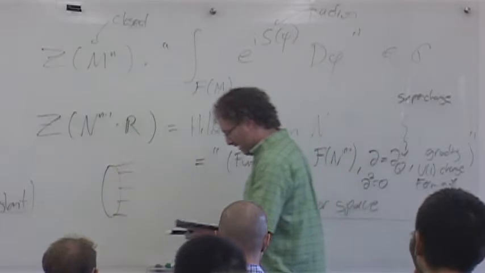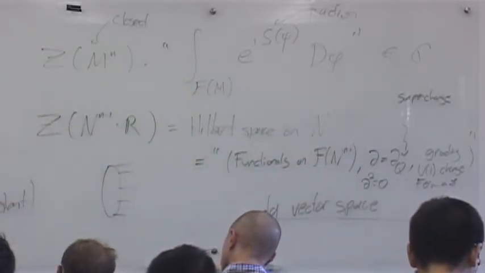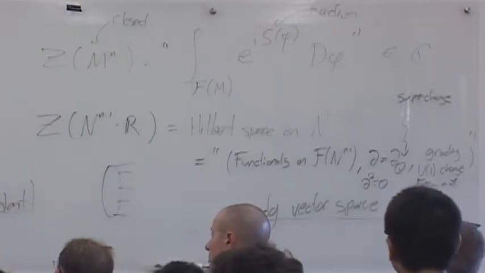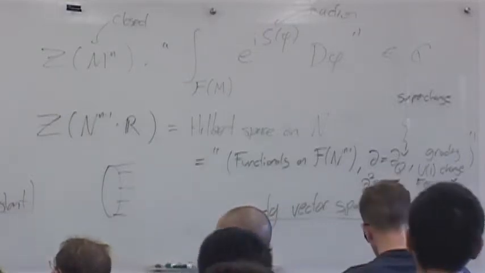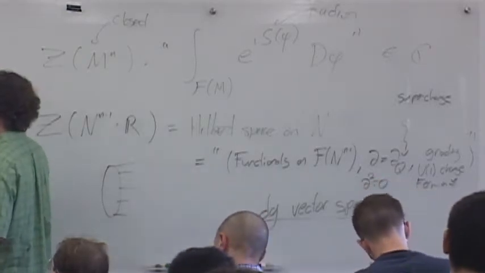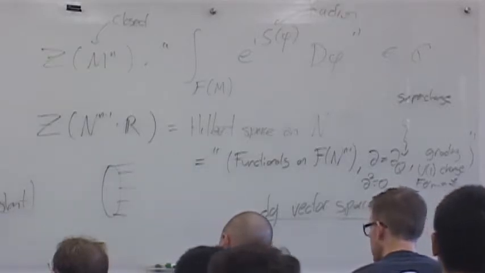OK, so that's somehow the character. I want to say that I assign, can I erase this? So we have a differential graded vector space attached to an N manifold. In other words, my n-1 morphisms should be vector spaces, or better, DG vector spaces.